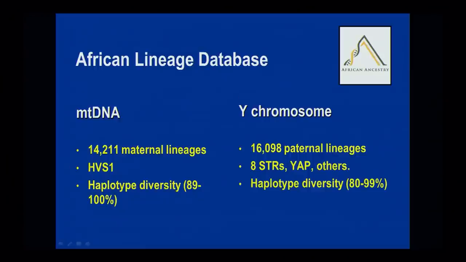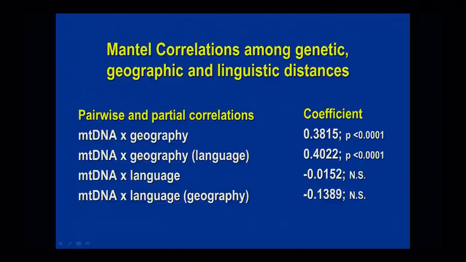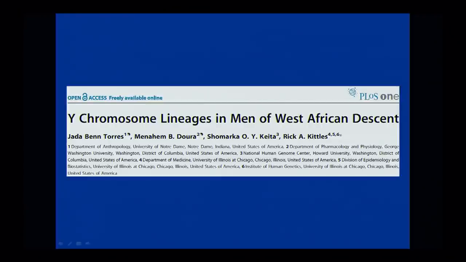Our database currently has over 14,000 mitochondrial lineages, over 16,000 Y chromosome. As I said, we started this 10 years ago in 2003. So we were using a small set of genetic markers, but they were quite informative for saying something about African maternal and paternal ancestry. When we look at the genetic distances and geographic and linguistic differences in the database, we found that for mitochondrial DNA, there was a close correlation with geography. So the closer individuals were, of course, the more they shared genetically. And language wasn't correlated with maternal mitochondrial DNA.